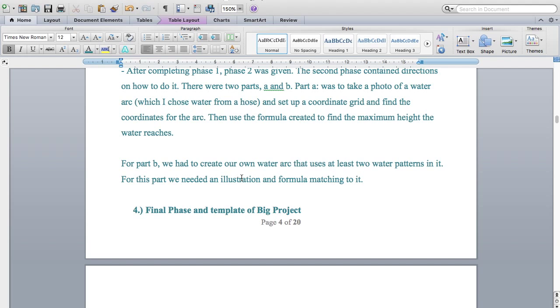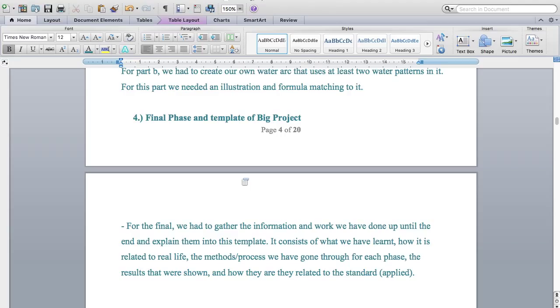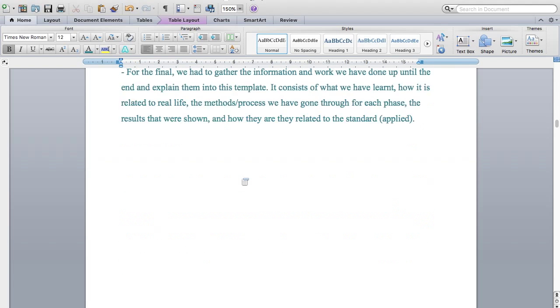In the final phase, this template of the big project, I had to gather the information from phase 1 and phase 2 and put it in this template, and it consists of what we have learned, how it is related to real life, the methods and processes we went through for each phase, the results, and how they're related to the standards. And one more thing, we had to show how they can be applied to other subjects in school.